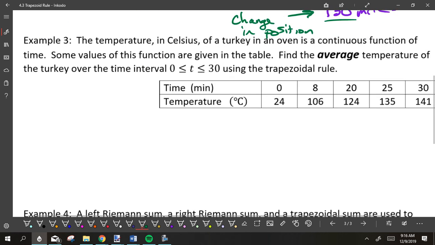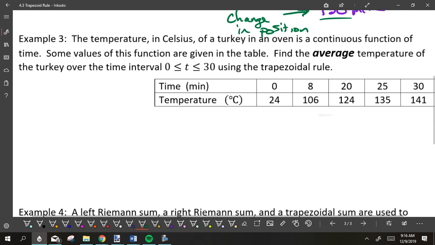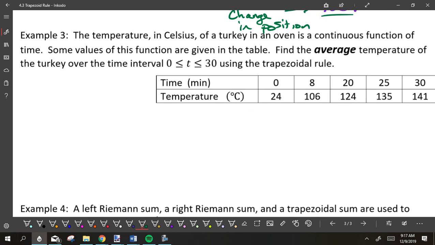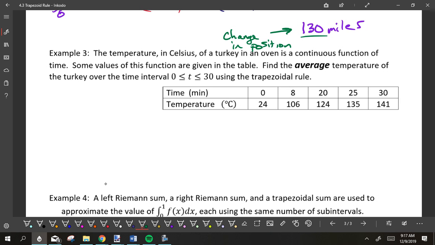Okay, one more here. We're going to go pretty quick. Oh, let's not even do it. Let's just set it up. It asks us to find the average temperature of this turkey. Okay, what is our units here? What did they give us? Degrees Celsius, and they want us to find the average temperature. They gave us temperature, and they want the average temperature.